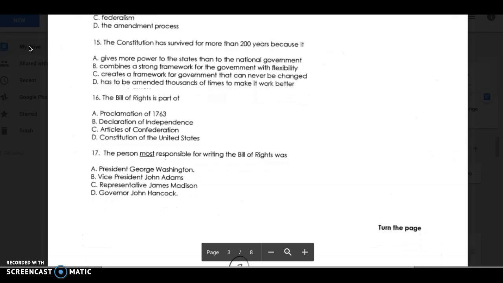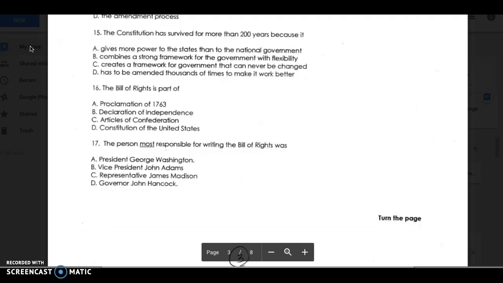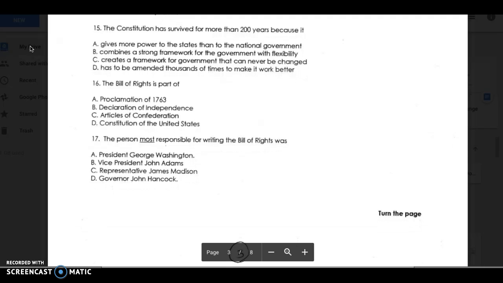Number 15. The Constitution has survived for more than 200 years because it A. gives more power to the states than to the national government, B. combines a strong framework for the government with flexibility, C. creates a framework for government that can never be changed, or D. has to be amended thousands of times to make it work better.